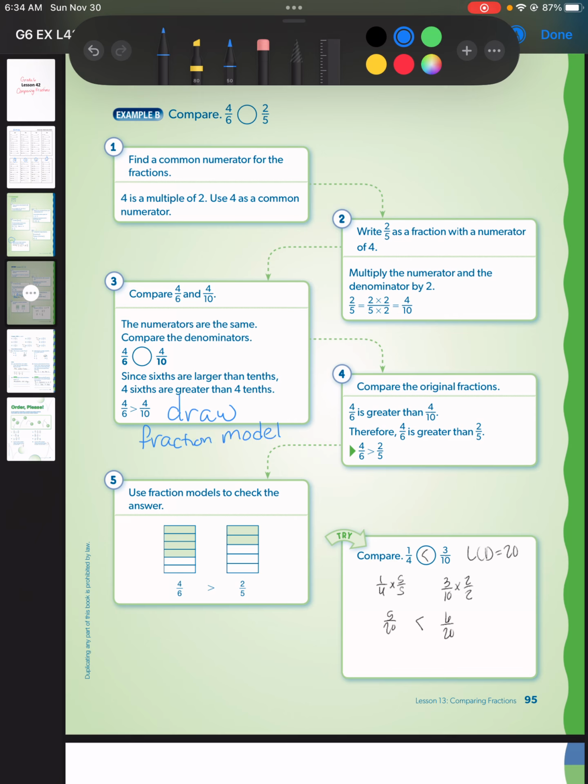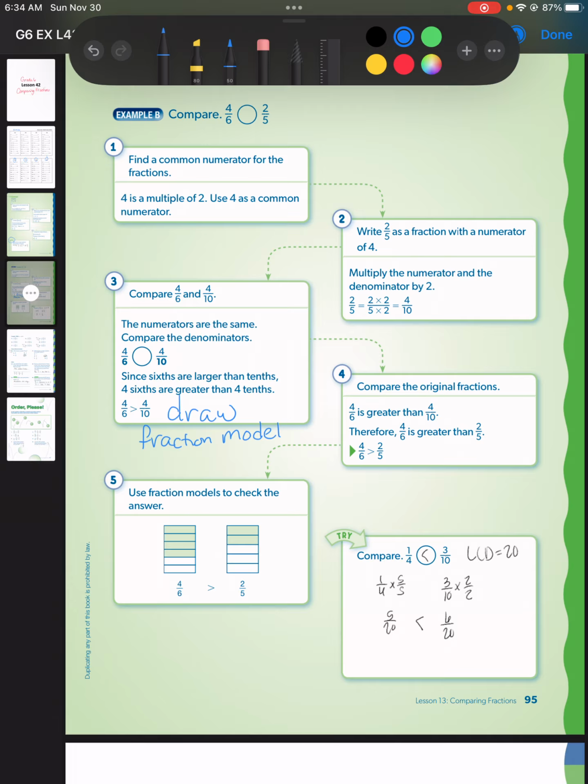Conceptually, it's going to be a little challenging for students to visualize a 6th and a 10th to determine which is bigger. So a great strategy there is to draw a model. And then they'll be able to see that 6ths are in fact larger than 10ths, making 4/6 larger than 4/10. Then they can use a fraction model to compare the original fractions to confirm their answer.